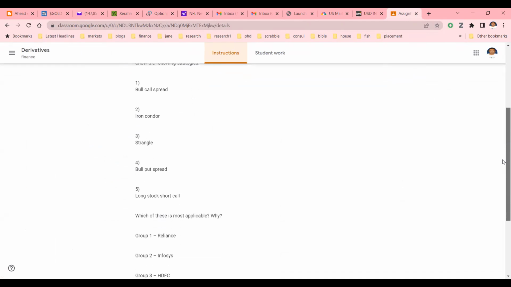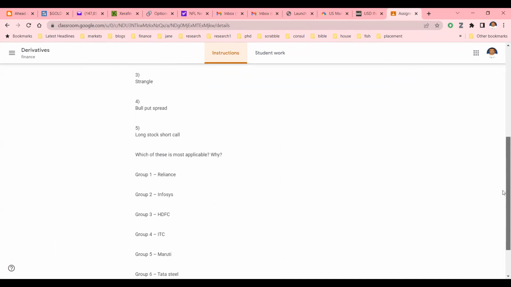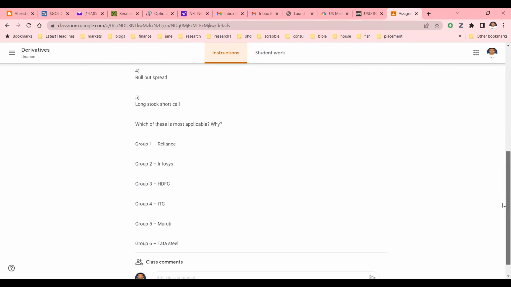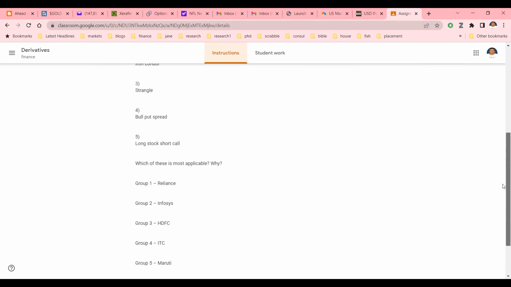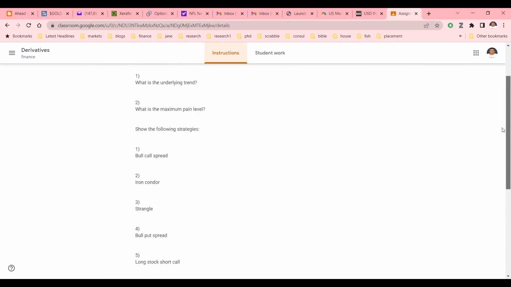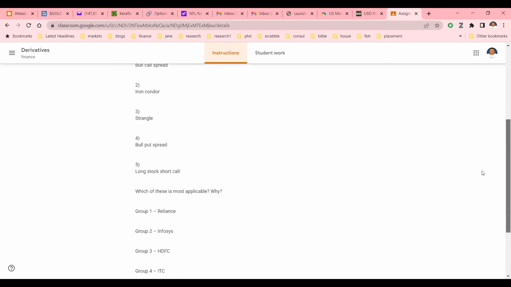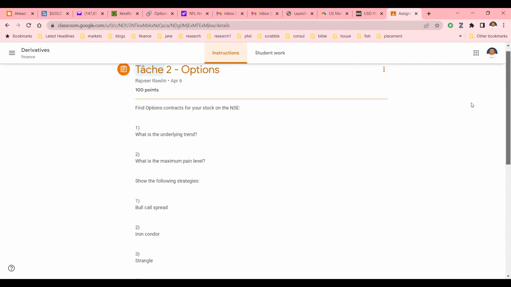But in addition to this, I think we have assigned different companies to each one of you, right? So you know which companies are assigned to you. You cannot submit the assignment on the same company, obviously. Each one has been given. So you actually have to say what the underlying trend is and develop strategies according to it. Come up with the maximum pain level. I don't want you to calculate anything. I just want you to get the information from the net and put it in here.